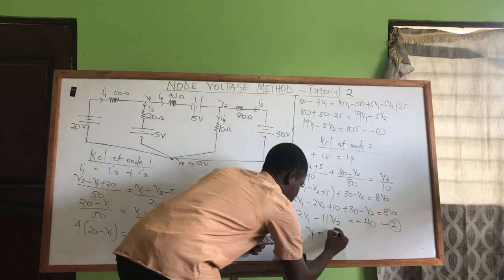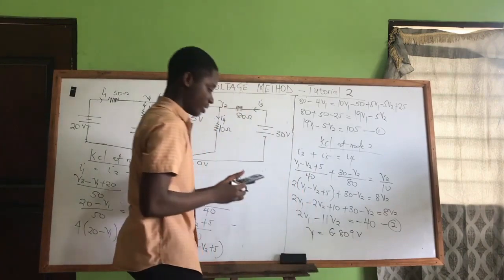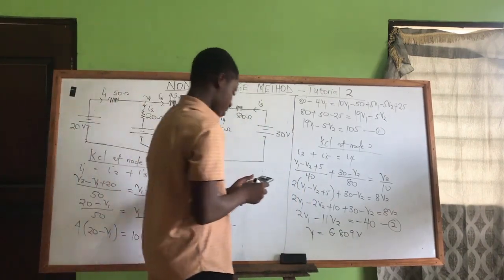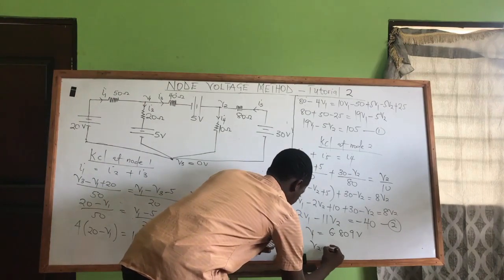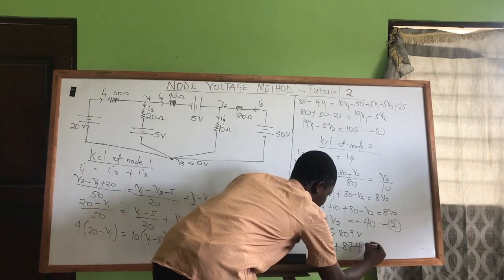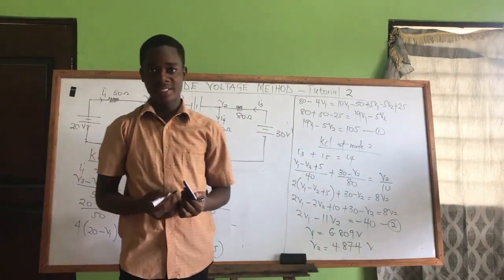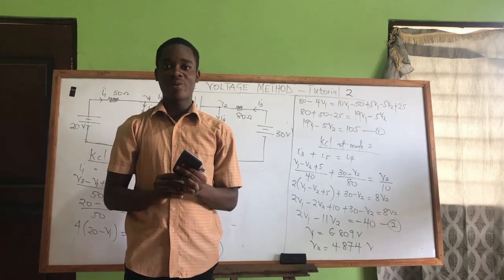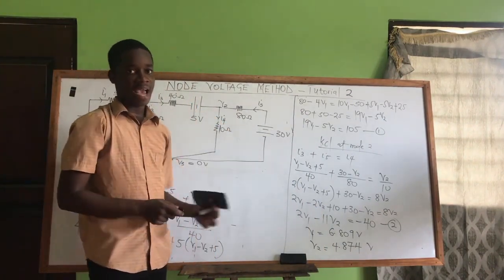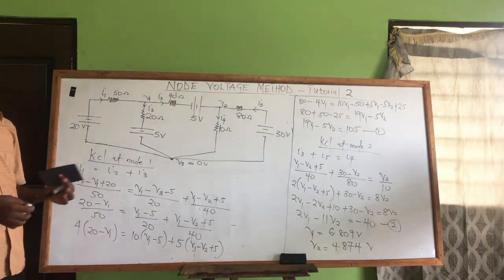So V1 is equal to 6.809 volts. That's my load voltage, V1. And V2 is giving me 4.874 volts. So these are my node voltages. But the question is asking us to find the branch currents, I1 through to I5. We can do that because we know the formula for each of them.